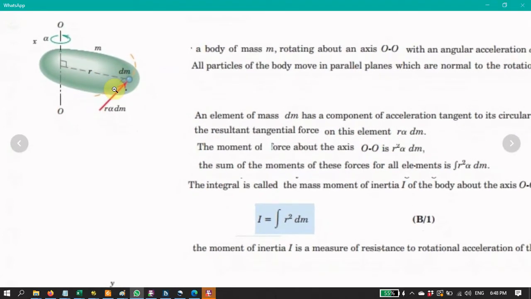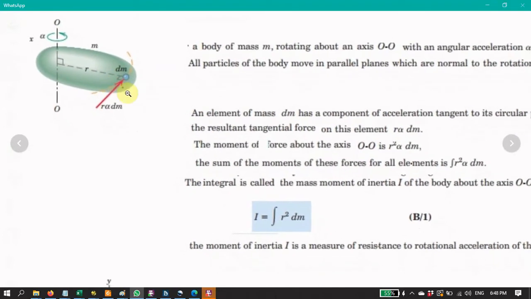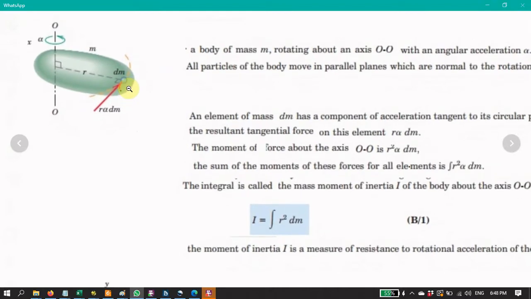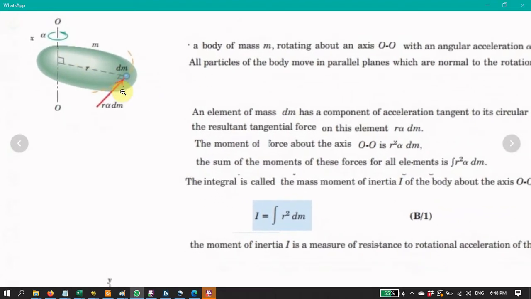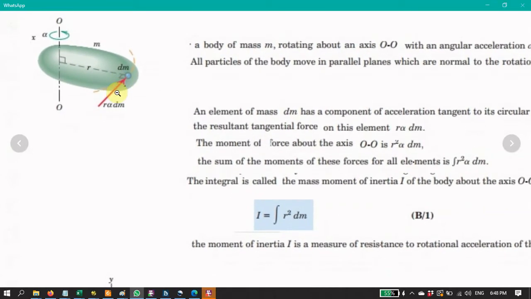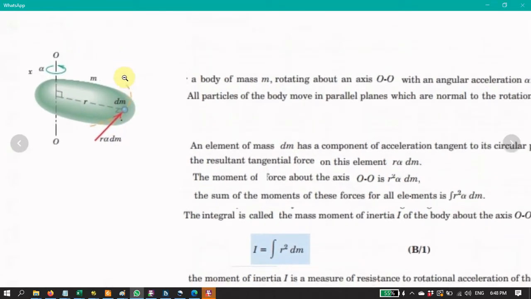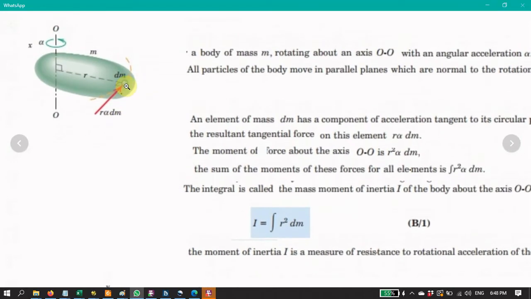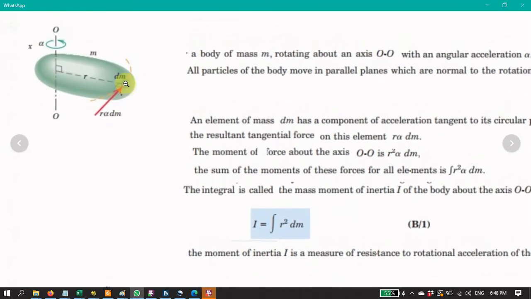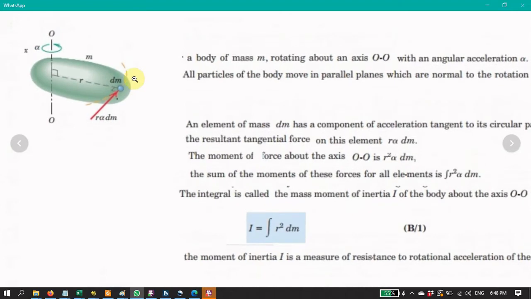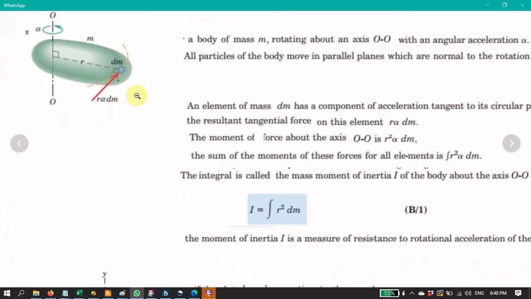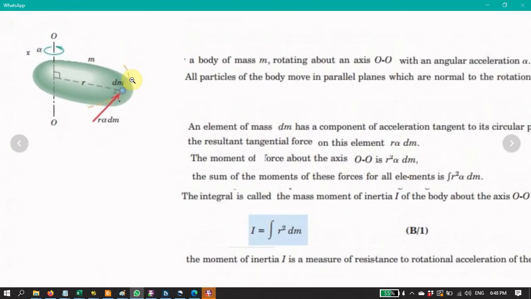So the only force acting on the element is just R alpha, right? And when you have a force that acts at a radius of location, it creates a moment. So you have a moment of force, R alpha dm, right? Times the distance, so we have R squared alpha dm. So when we look at the summation of moments of all forces acting on the element of the body, we have to include the integration.